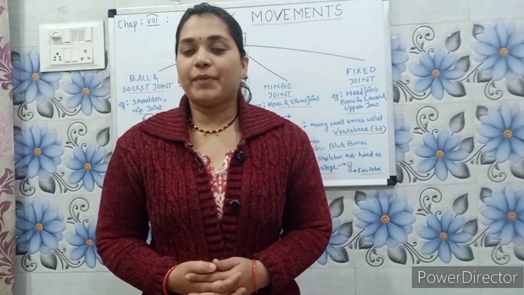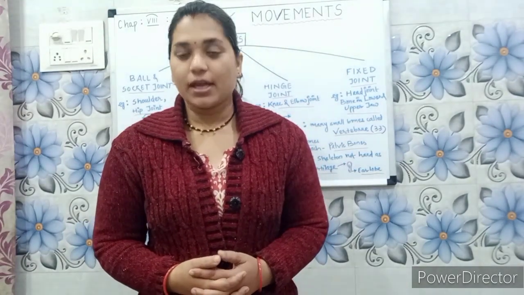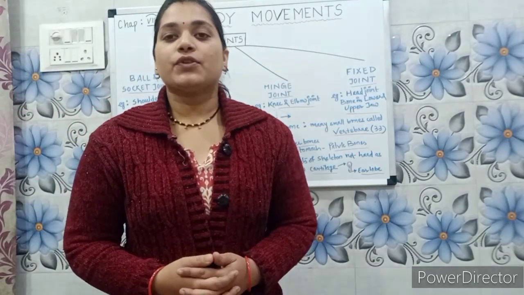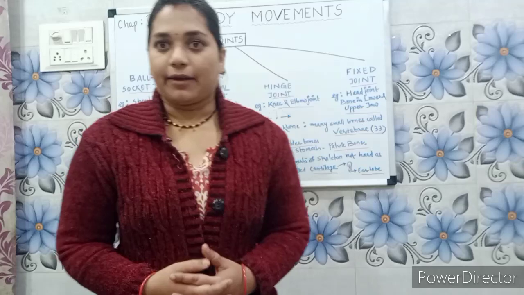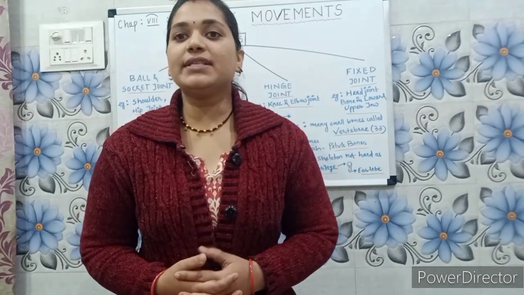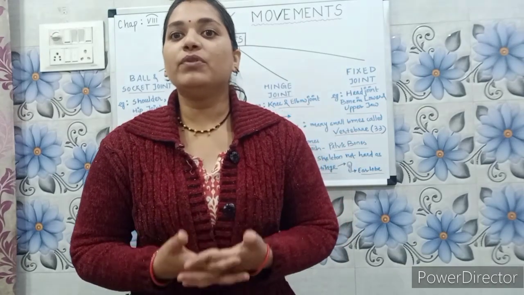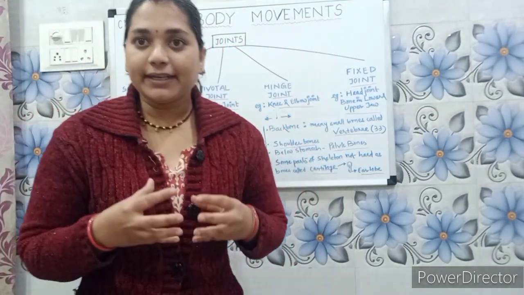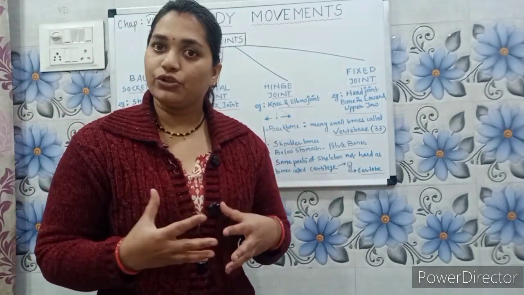Today we will be discussing the 8th chapter of the Science NCERT book of class 6. Here we will be discussing body movements. First of all, we have to know what joints are. The joints are generally placed where the bones are connected. The connecting point of two bones is generally known as a joint.